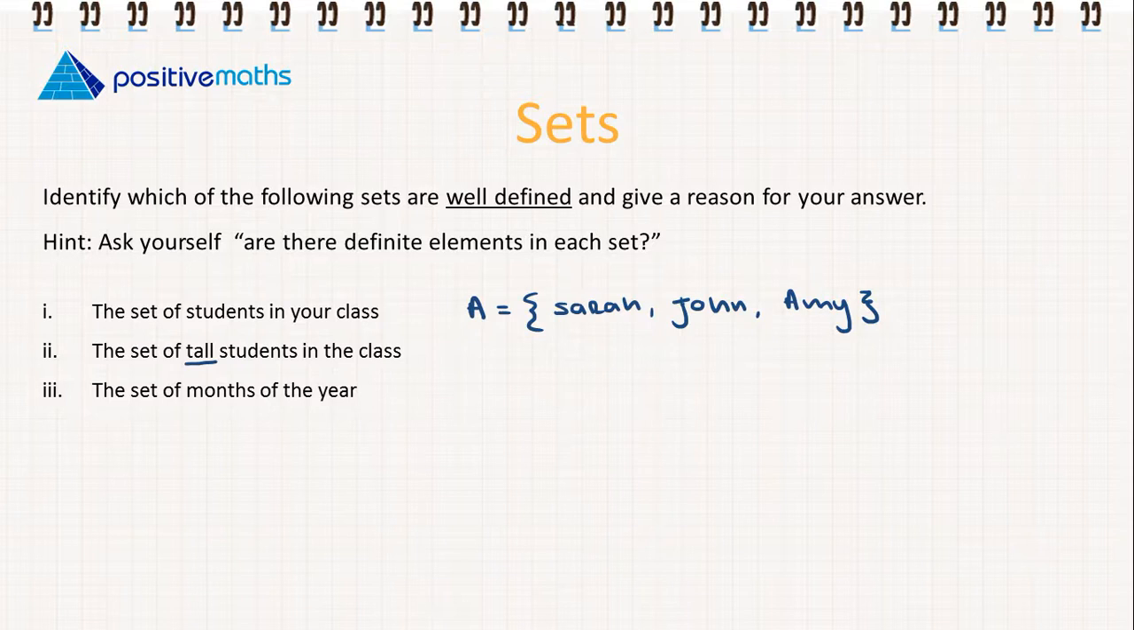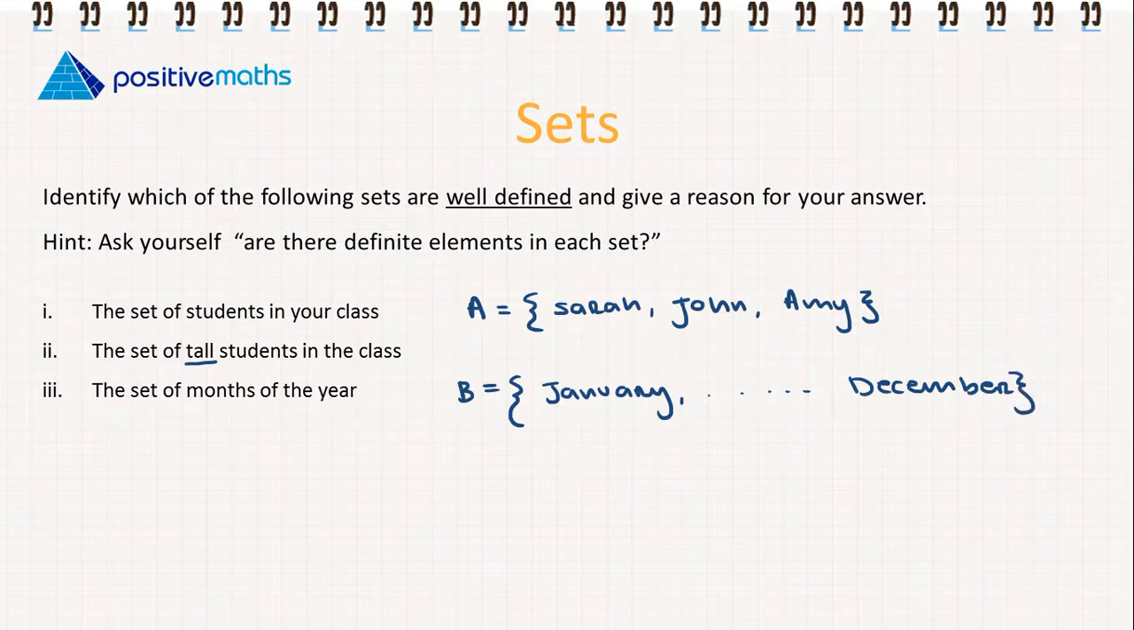Part 3, the set of months in the year. This is a well-defined set, again because we can write out the set. We can start at January, February, etc. and fill in all the months. So, if we're talking about a set being well defined, really we are asking ourselves, can we write definite elements for the set? If we cannot, like in part 2, then it is not well defined, and therefore we cannot say that it is a set.